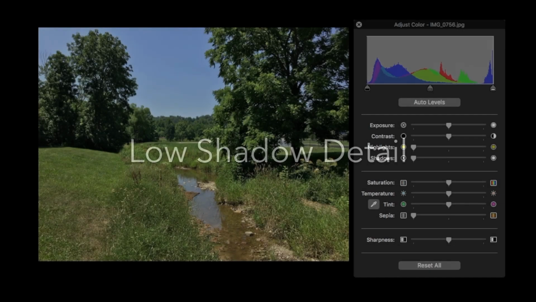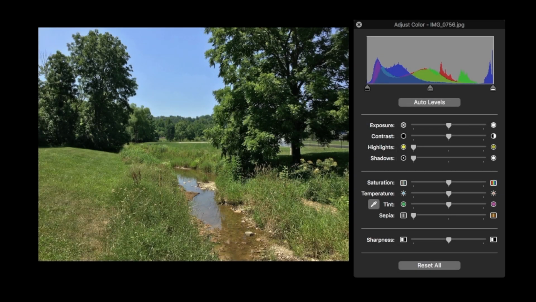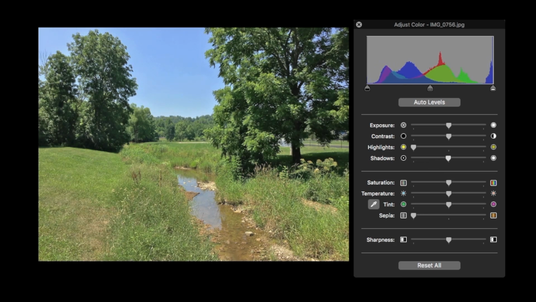The second camera bias is low shadow detail. Sometimes cameras just don't capture shadow shapes well, so I usually fix that by raising the shadow levels until I can see detail. I never get a perfectly adjusted photo, but after all, it's just for reference. It gives me options, not answers.